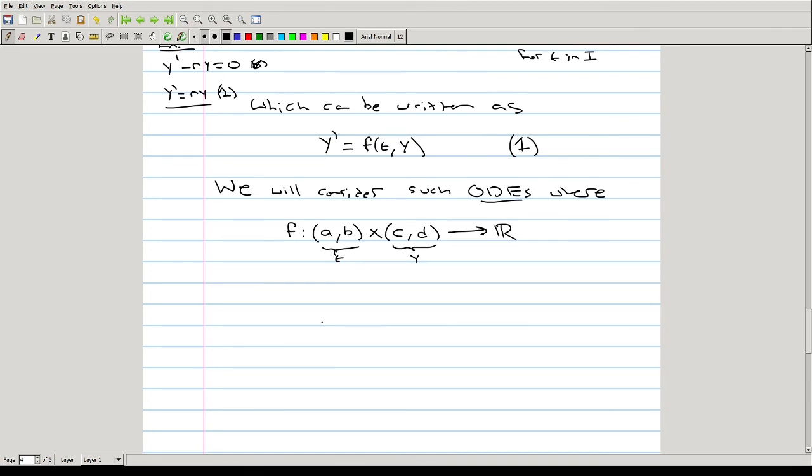where a, b, and c are all allowed to be possibly infinite values. So a is greater than or equal to negative infinity. It's strictly less than b, which is less than or equal to infinity. C is also satisfying in this interval, and D is also in this interval. And that's basically giving us a very wide range of possible ordinary differential equations that we can study.